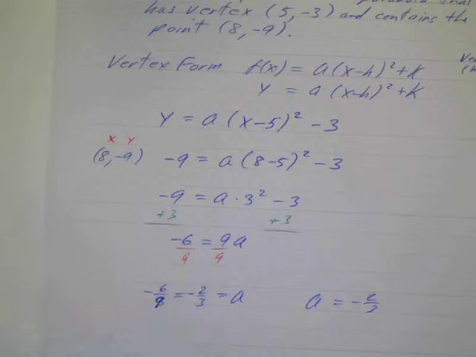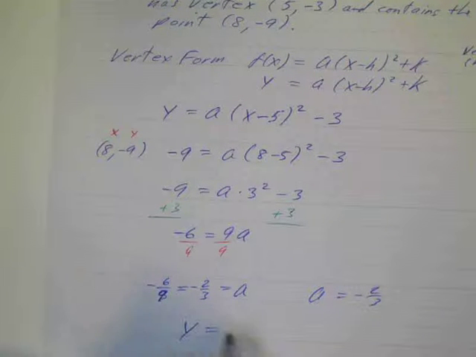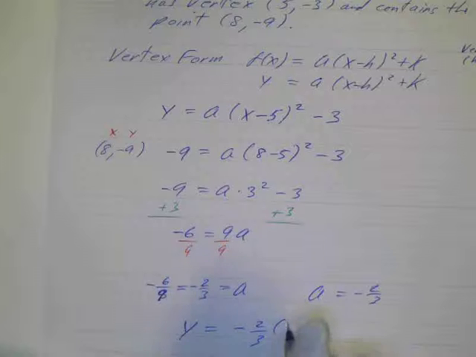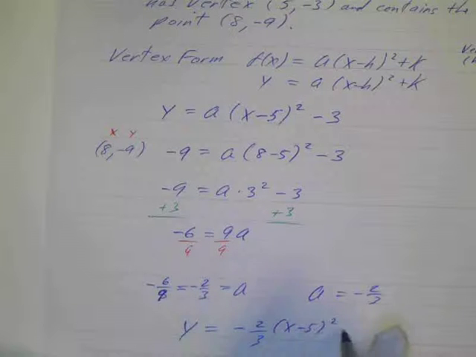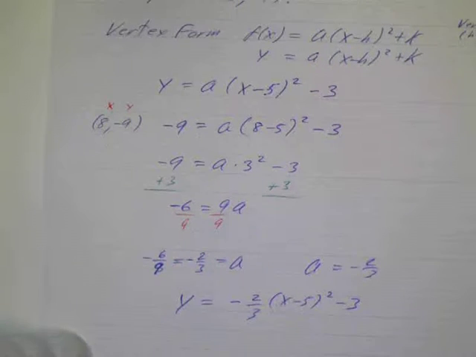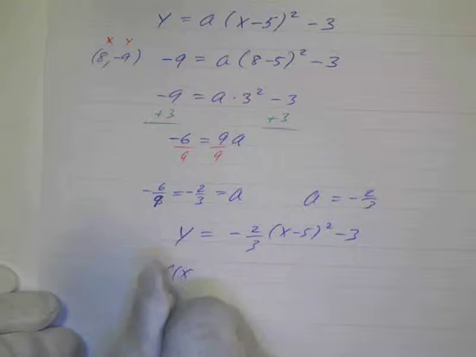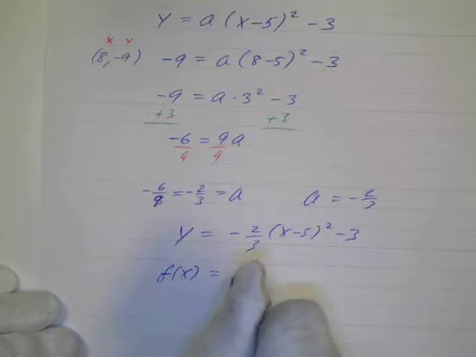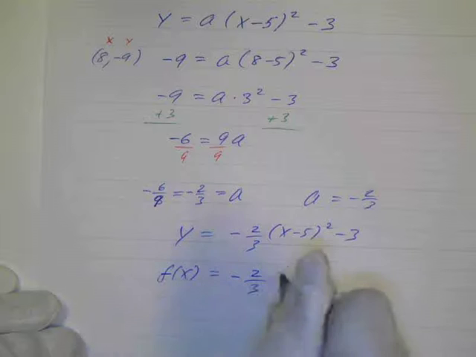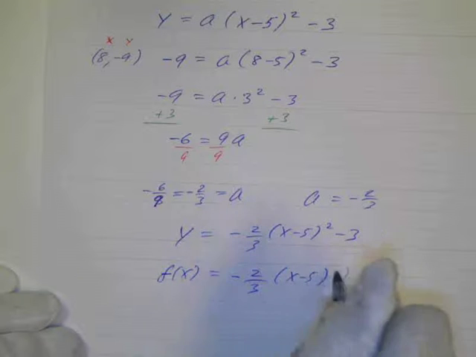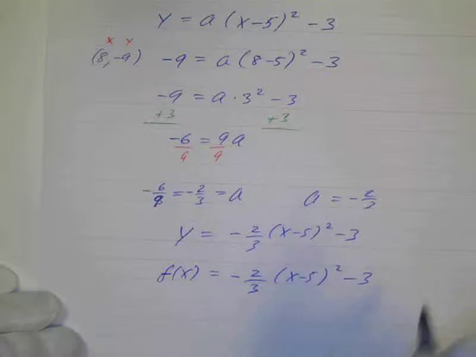So now we can put this back in the equation. y equals -2/3 times (x minus 5) squared minus 3. And then we can also write that out as f of x, same thing. f of x equals -2/3 times (x minus 5) squared minus 3. And then you can leave it just in this form.